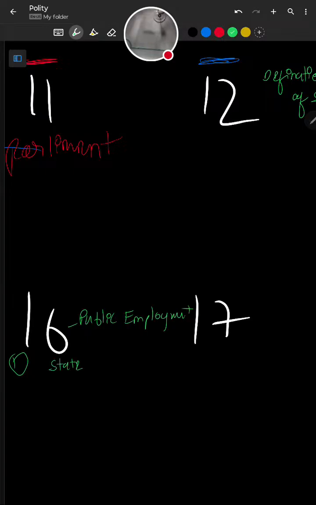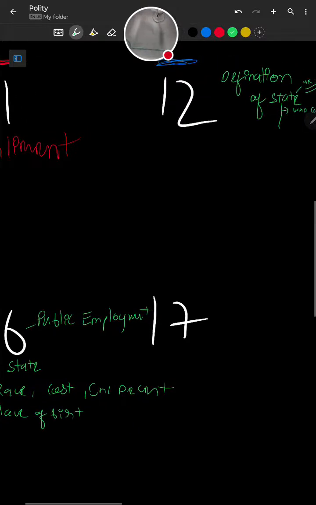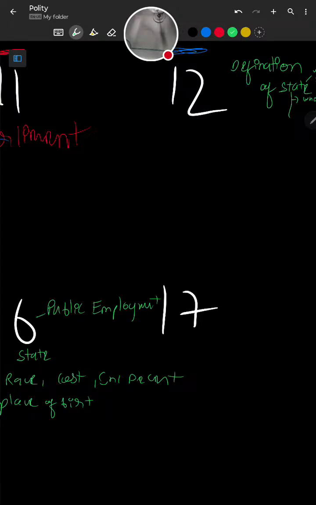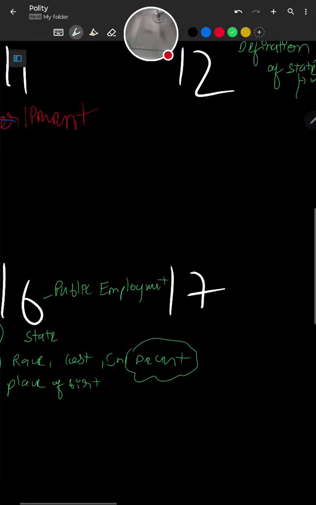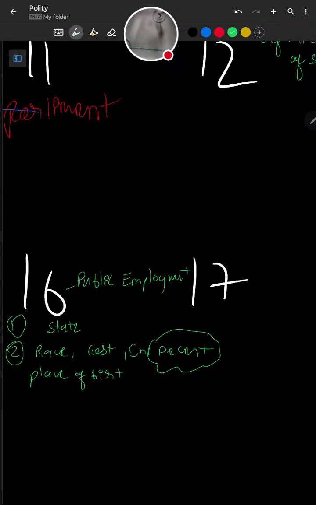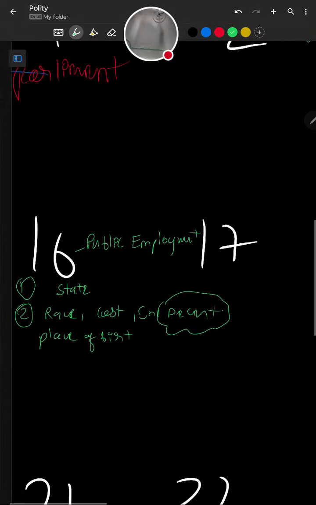That is clause 1. Clause 2 says that there would be no discrimination on the basis of race, caste, sex, descent, and place of birth. From Article 15 and 16, the only difference here is the word descent. As descendants, there would be no discrimination on the basis of that too.